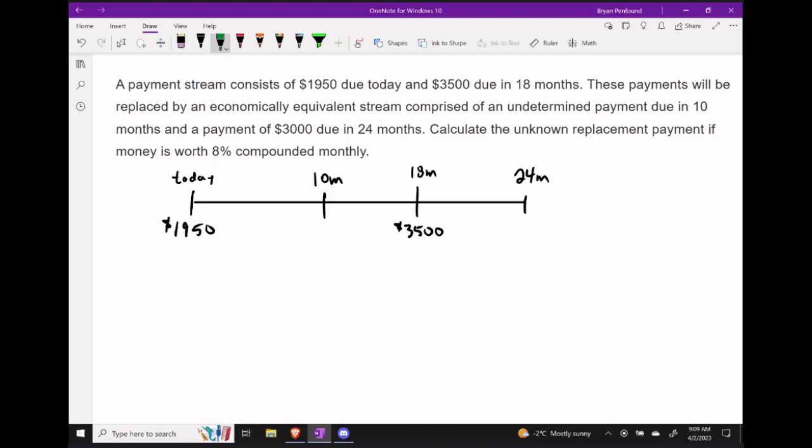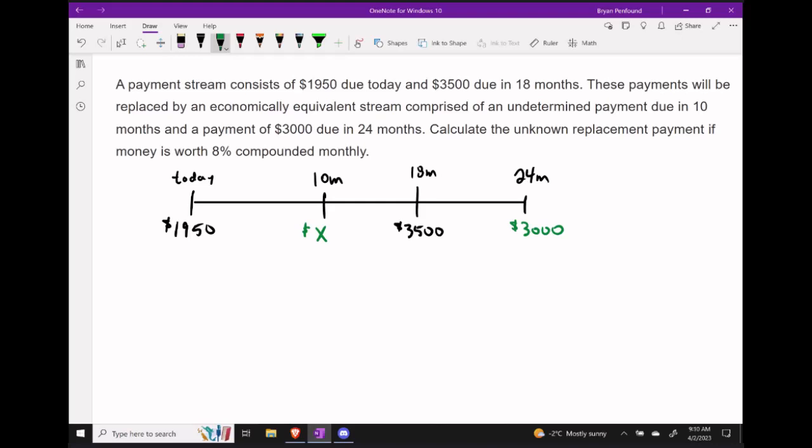And then in green, we're going to jot down some information about the second equivalent payment stream, which had an unknown number of dollars due 10 months from today, and a payment of $3,000 due 24 months from today.